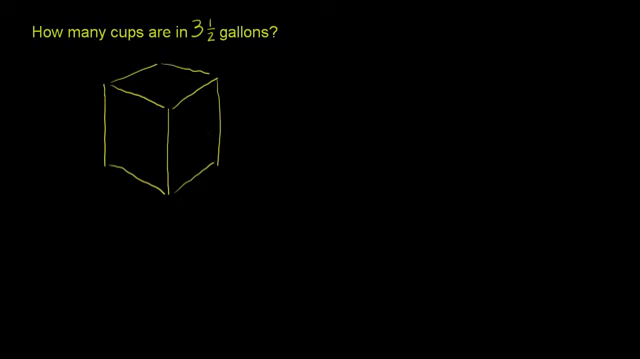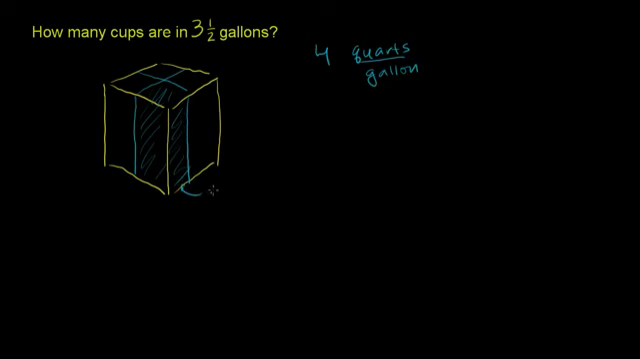Now, there are 4 quarts per gallon. Let me write this over here. There are four quarts per gallon. So if I were to draw the quarts here, I could divide this gallon into 4 quarts, and each of these sections would be a quart. So this right here that I've just drawn in blue would be exactly one quart, and obviously, there are 4 of them in this entire gallon.